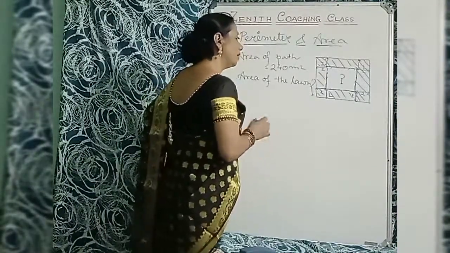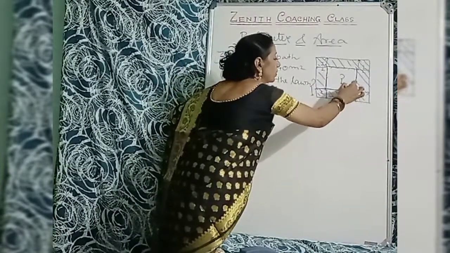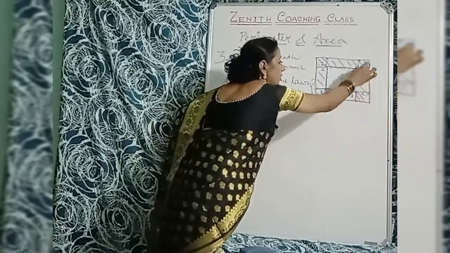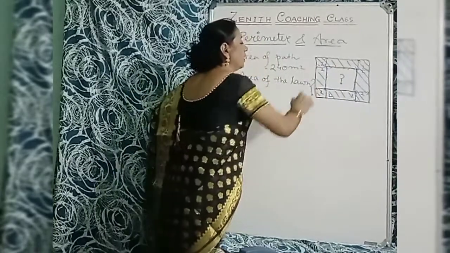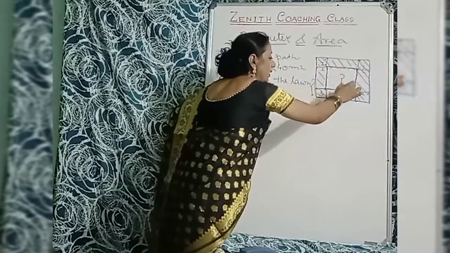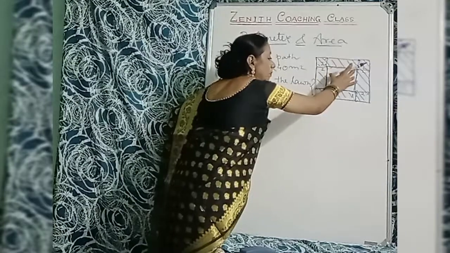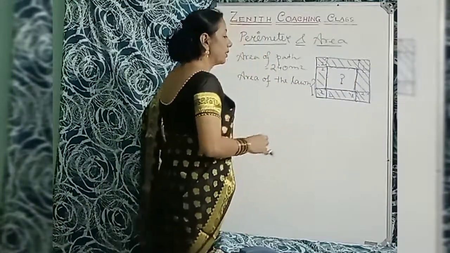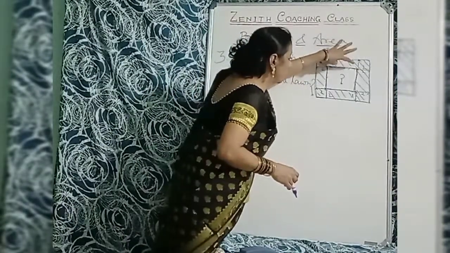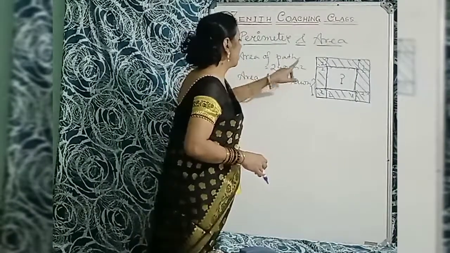So how will you find out the area of the path? There is a smaller lawn, that is the square lawn, and here is a bigger lawn. First you have to find out the area of the bigger lawn, and then the area of the smaller lawn. Then bigger lawn, including the path, minus the area of the smaller lawn, that is subtract, then you will find the area of the path.